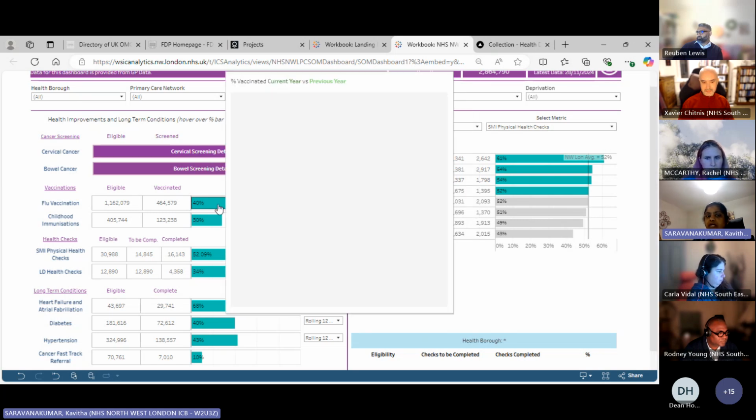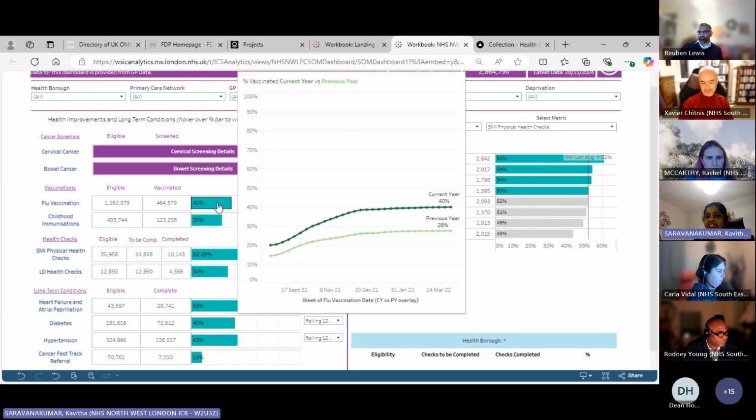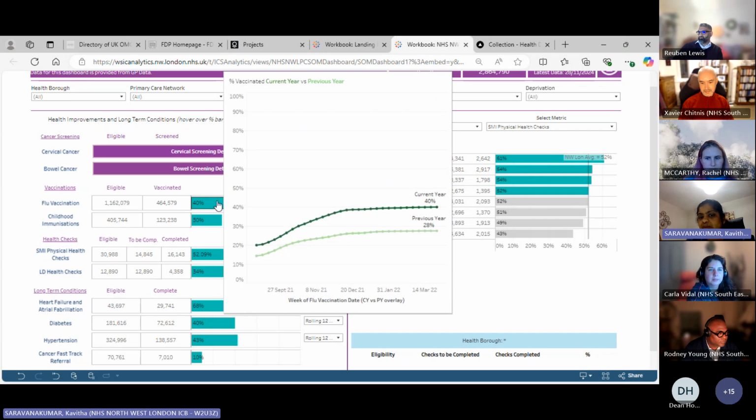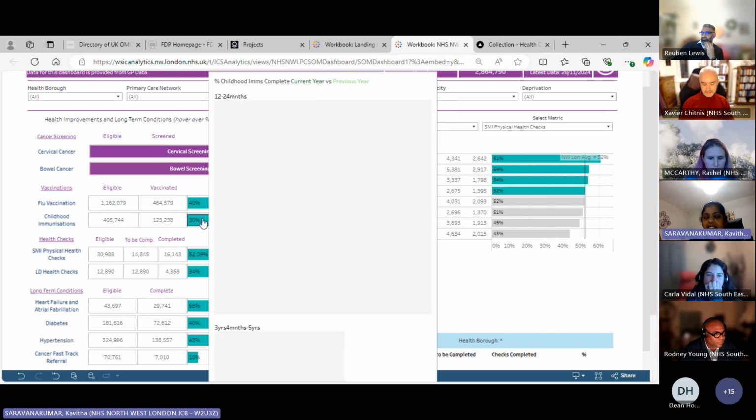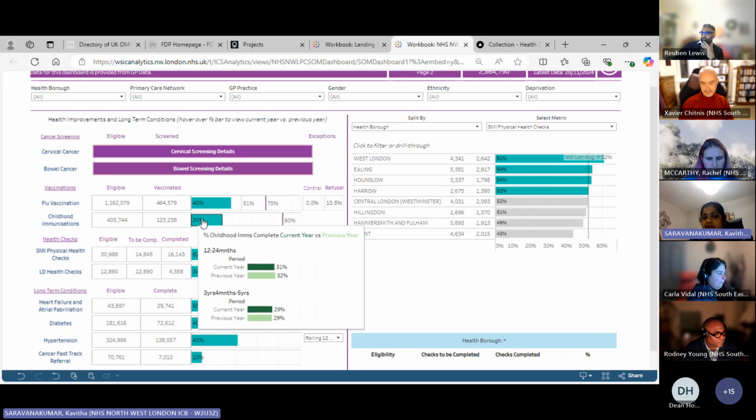If you hover over this percentage completed, what you can see is the flu vaccination completed and the trend over time. So we can see whether it's going up, it's static, or it's coming down, and how the activity compares this year in relation to the previous year. So they can see whether they are doing better, worse, etc. So all of these bars operate in that same way, where they are able to see the current year versus previous year.